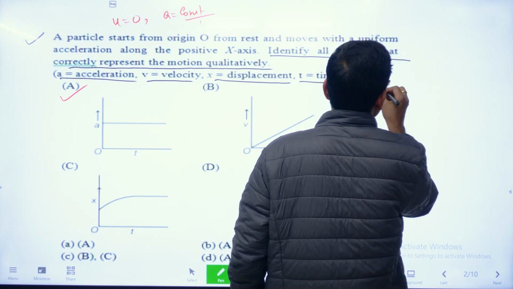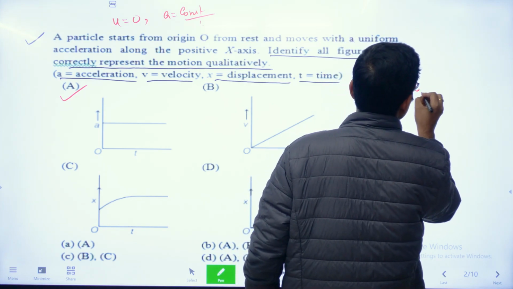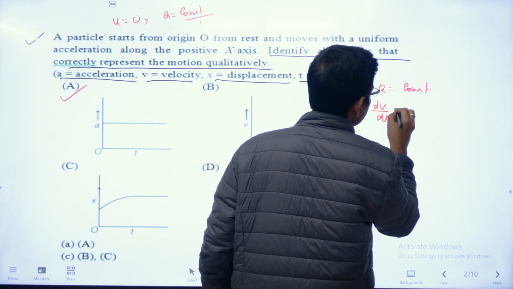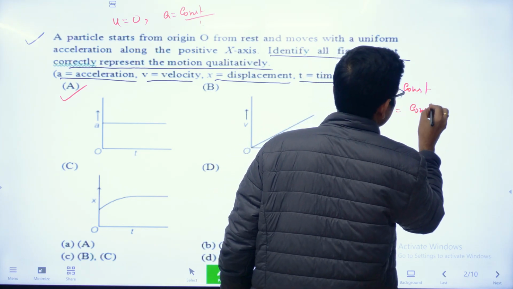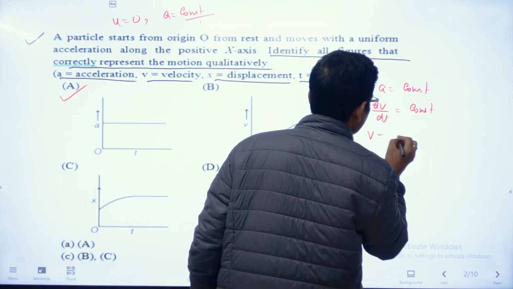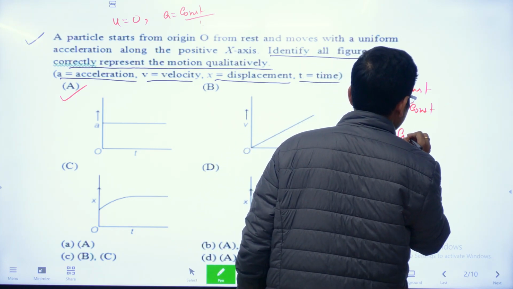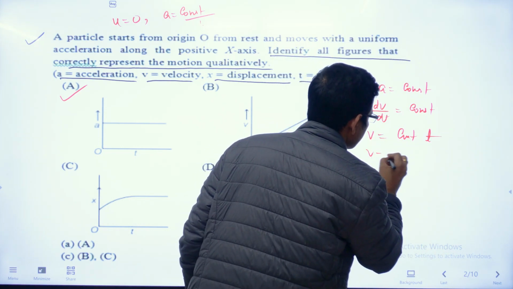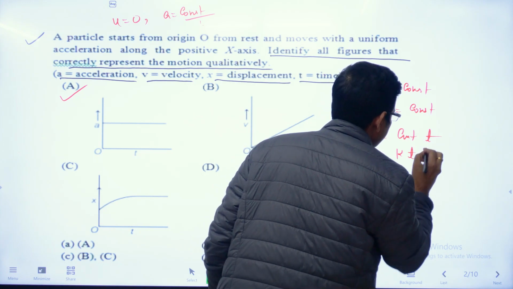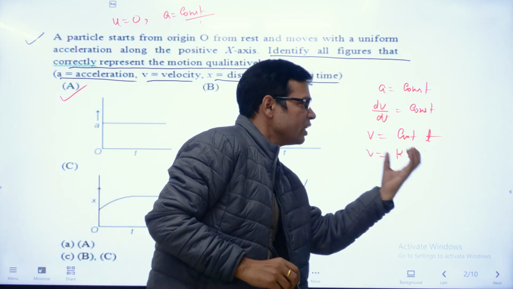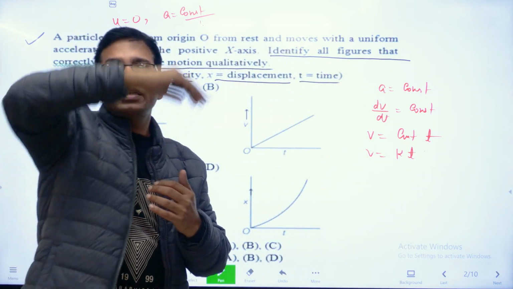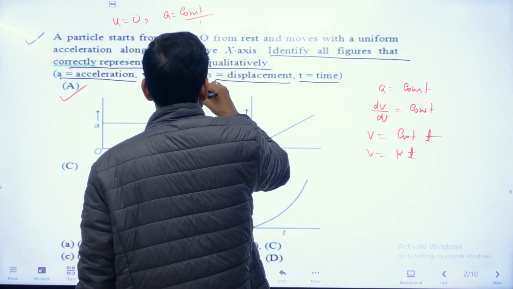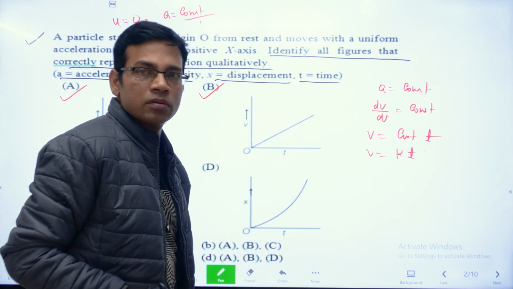So if A is equal to constant, we can say that dV by dt is equal to constant. It means we can write V is equal to constant into t. Suppose k is the constant and time t, then V is equal to kt. It means the graph of V and t will be a straight line and it will pass through the origin. So B option will also be the correct option.